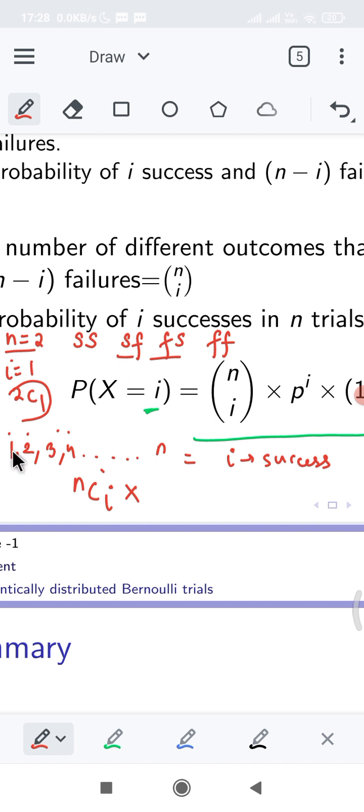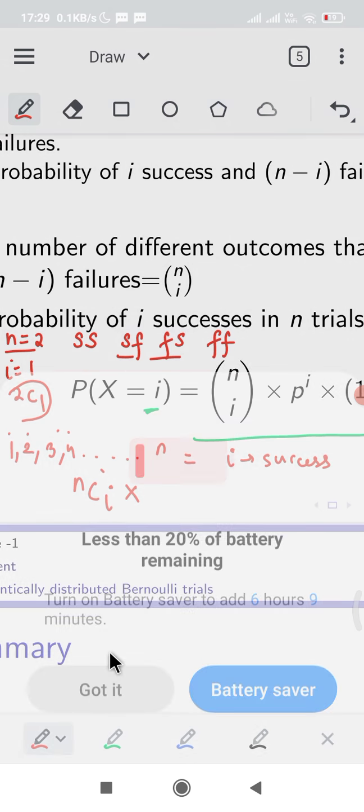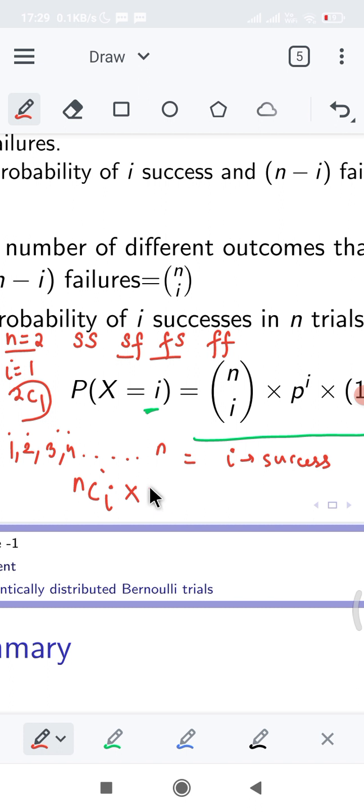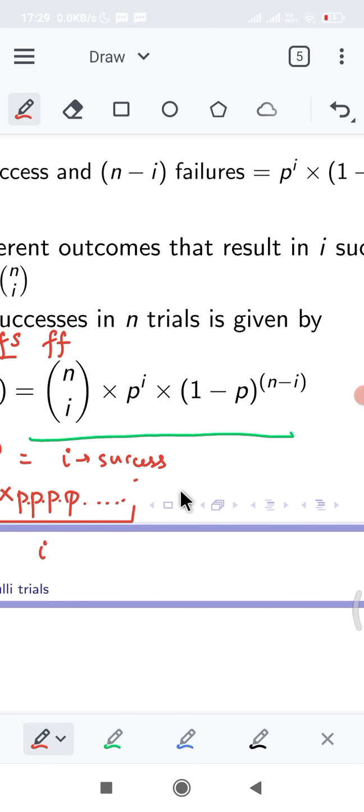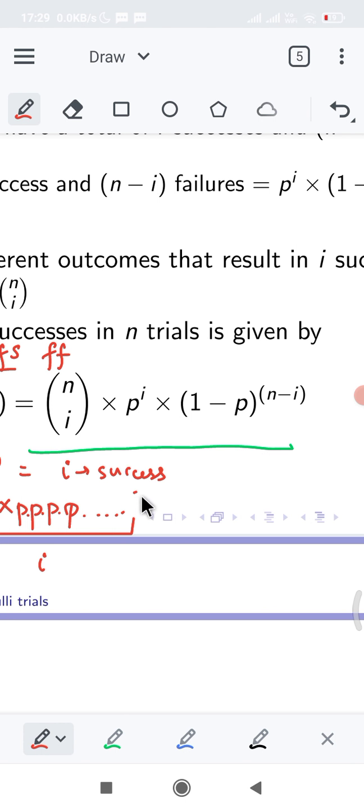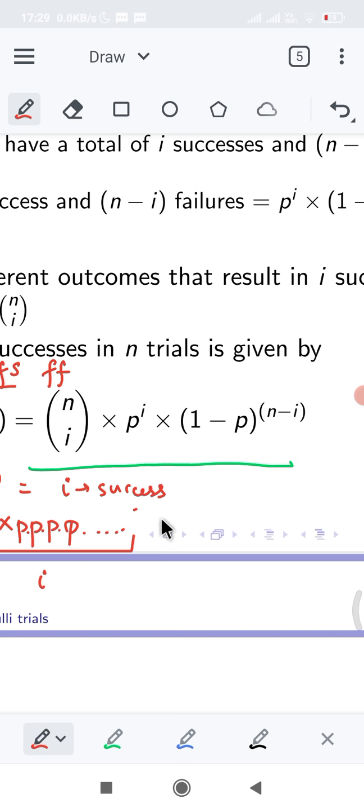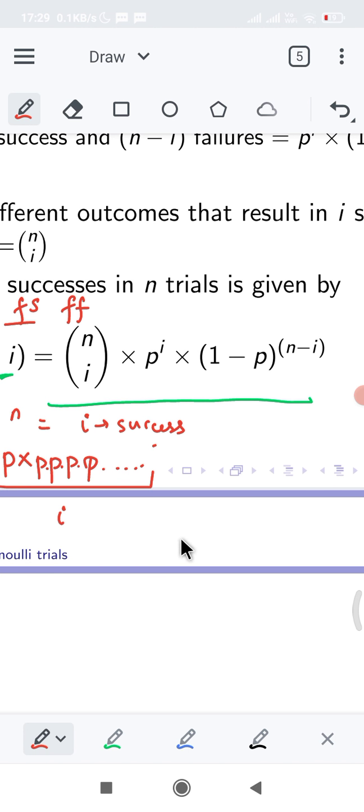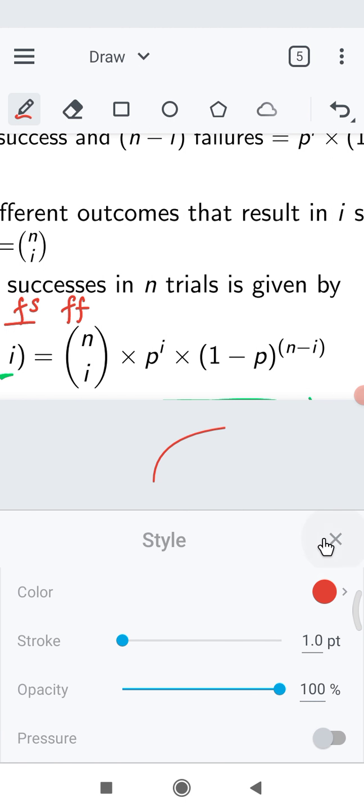now see here, if you get i successes, you multiply p i times, into the remaining factors.